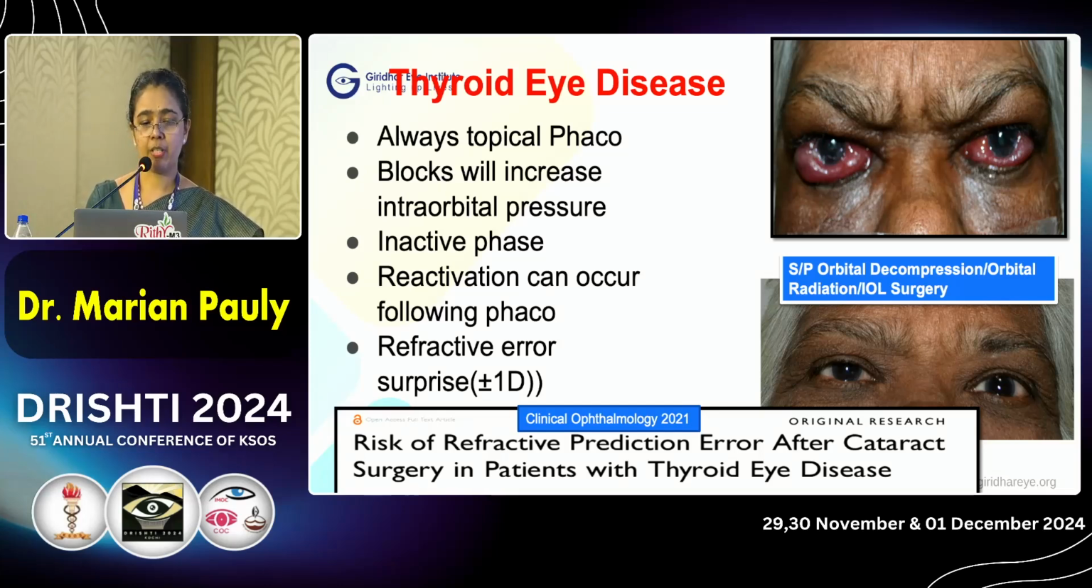The thing is, sometimes reactivation can occur following phacoemulsification. And the most important thing is refractive error surprise. Around plus or minus 1 diopters have been reported. The thing is, there is a volume fluctuation of the orbital volume in thyroid patients. So this is again our patient who came with active disease. Then later she underwent decompression, radiation, and followed by IOL surgery.